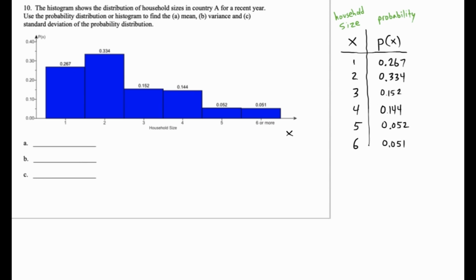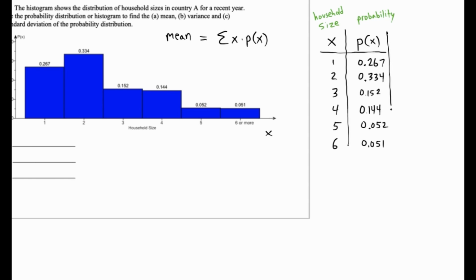Now, in order to find the mean of a probability distribution, we want to use the formula that the mean is going to be given by the sum of X times P of X. So we'd like to come up with another column so that we can find that sum. The new column will be X times P of X.